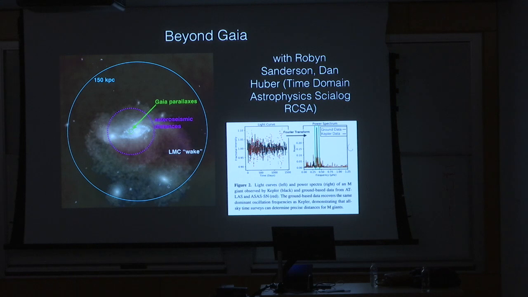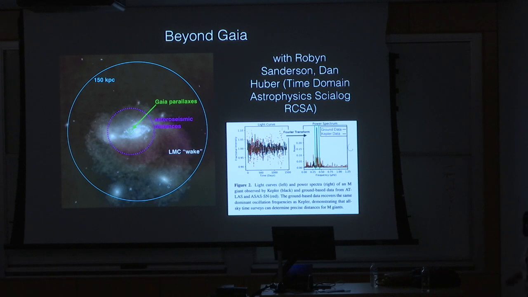Recently, at this Scilog workshop, we had the idea, this is work that I'm doing with Robin Sanderson and Dan Huber, to use astroseismic distances derived from the oscillations of stars. These are solar-like oscillations due to near surface convection that the analysis of which can give us quite precise distances. And by using these distances, we can expand the Gaia phase space volume by more than a factor of 10. So this is about how far we can get. We can get into the region to test the LMC wake, the region to test the Antlia 2 wake.